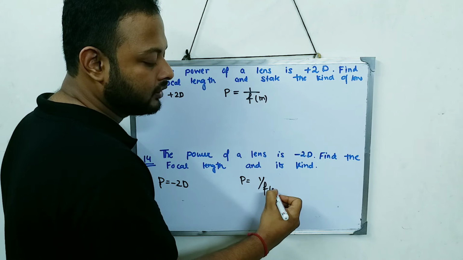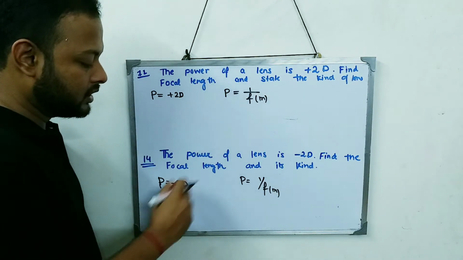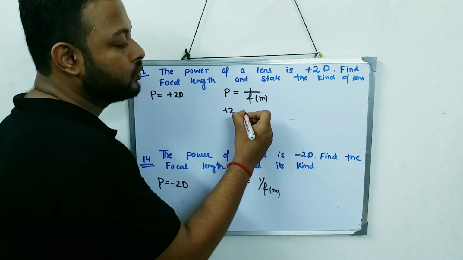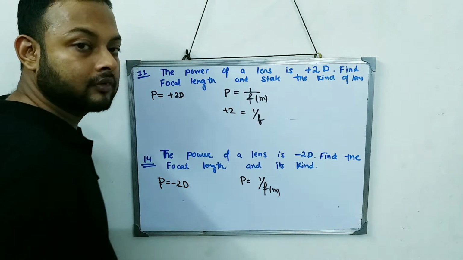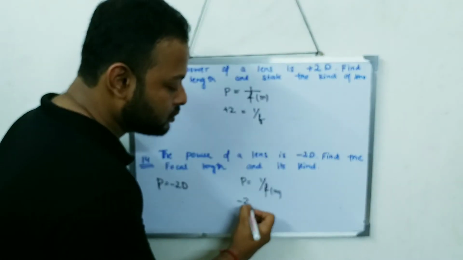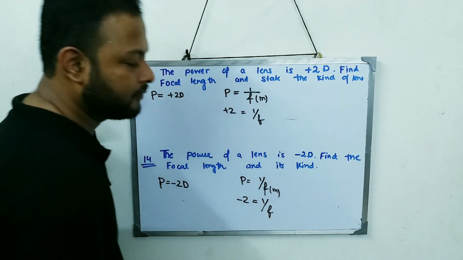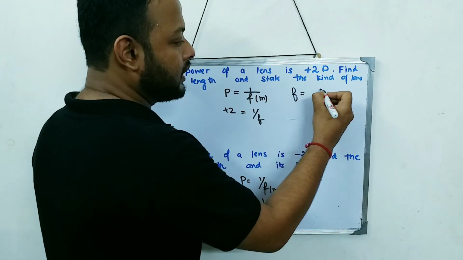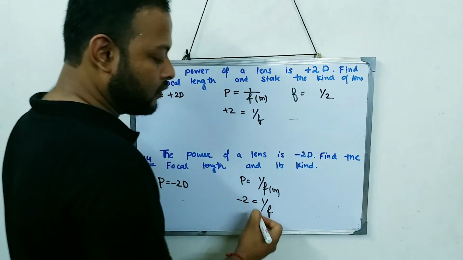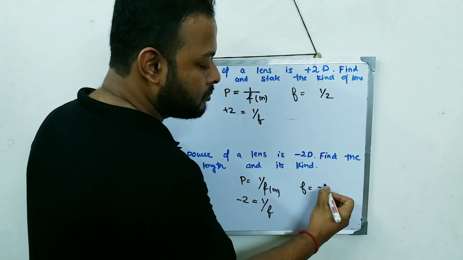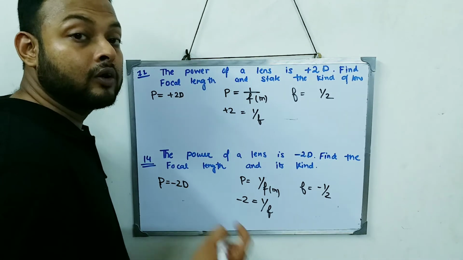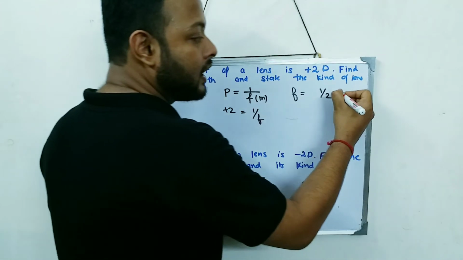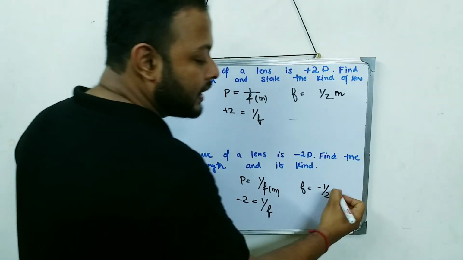The unit of focal length is meter. Now use the two formulas and put the values. Plus 2 is equal to 1 by f. Clear? And over here, minus 2 is equal to 1 by f. Now over here, f is equal to 1 by 2, and over here, f is equal to minus 1 by 2. Already I told you the unit of focal length is meter. So this is half a meter and this is minus half a meter.